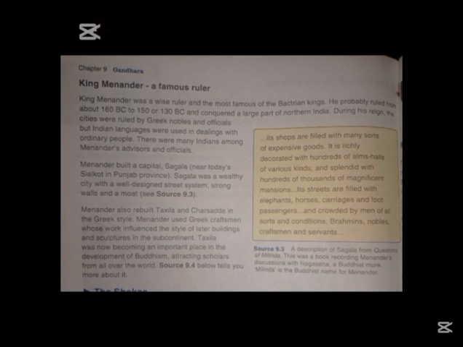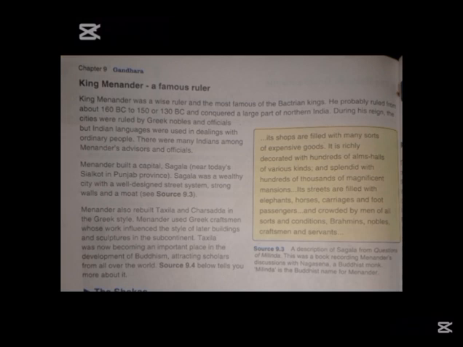Students, alms halls are the areas or certain places which are used for giving charity, for example, money and food to the needy people of various kinds, and splendid with hundreds of thousands of magnificent mansions. Its streets are filled with elephants, horses, carriages, and foot passengers, and crowded by men of all sorts and conditions, Brahmins, nobles, and craftsmen, and servants as well.